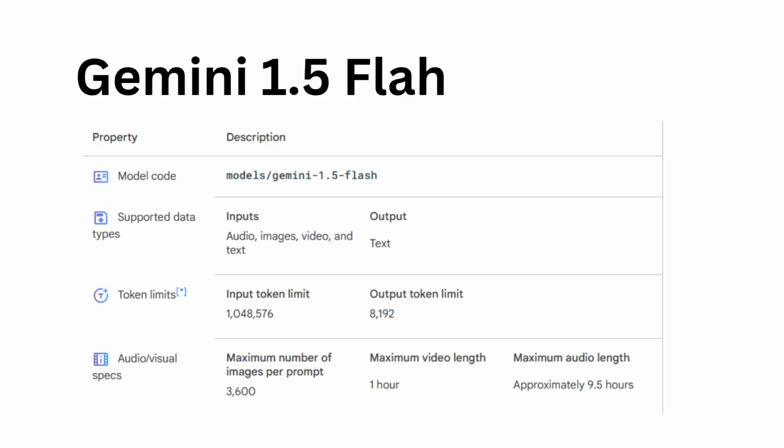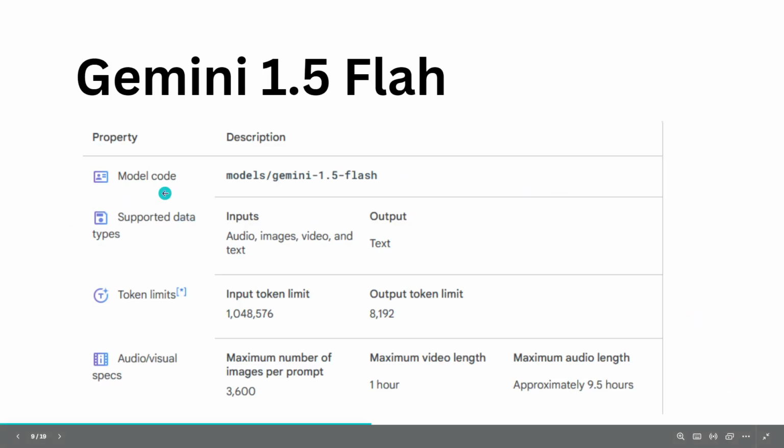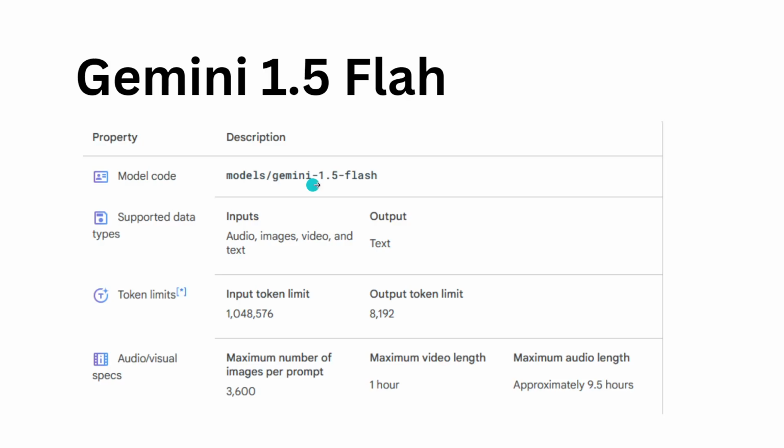Let's look more at the Gemini 1.5 Flash. Sorry for the typo mistake. The model code name is models/gemini-1.5-flash. So what data types are supported? We can see that it takes audio, image, video, and text as input. If we input an image, it returns text as output. Look at this very carefully.